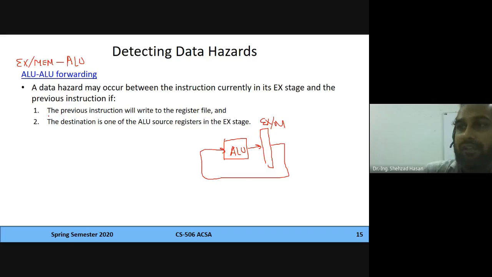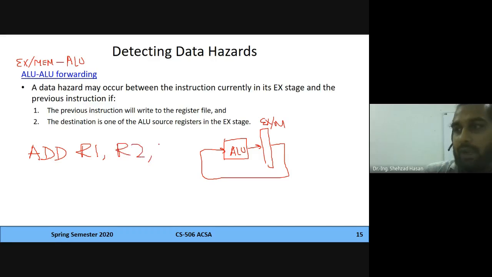And this is the condition. The previous instruction will write to the register file, and the previous destination must match one of the ALU source registers in the EX stage. Now I'm going to come to the example first. How are we going to decide? So I'm going to take some example here. I'm going to write over here and then I'm going to rub. Okay, so I'm going to take, say, another example.